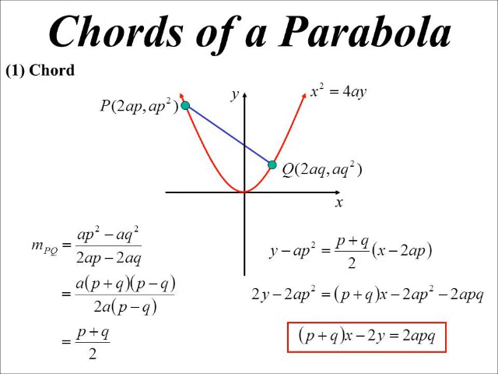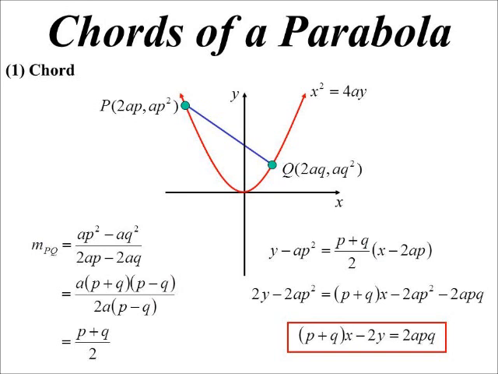You know how we've drummed into you, equation of a line. You always write it either as general form, so it all equals 0, or we make y the subject. And so, of course, here we are, and I'm not doing either. But that tends to be how we quote the equation of the chord. So (p plus q)x minus 2y is 2apq.